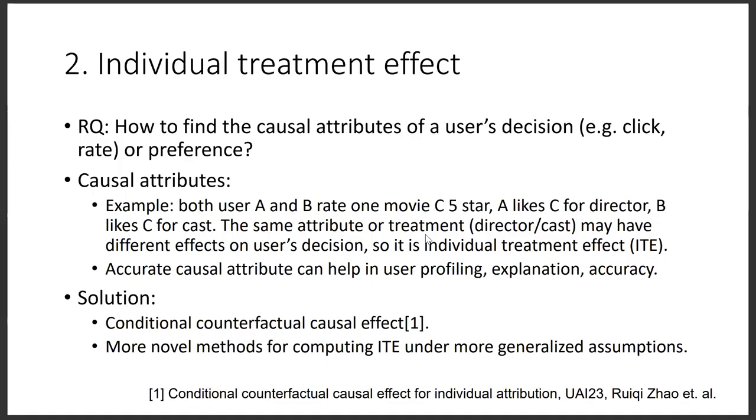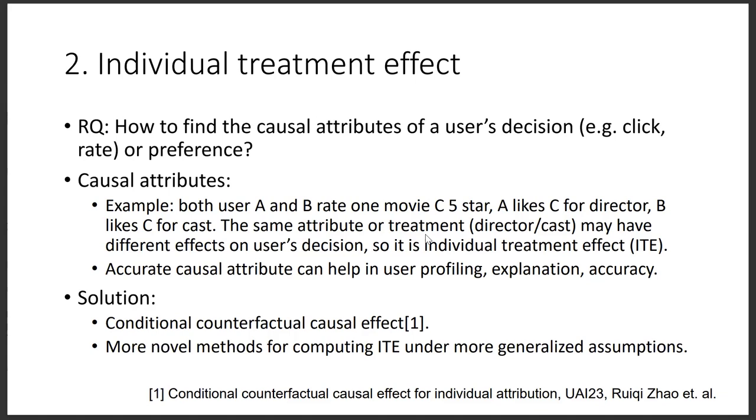The second challenge is about the individual treatment effect. The research question is how to find the causal attribute of the user's decision, a decision like click or rating. What is the meaning of the causal attribute? Here is one example. Both user A and user B like movie C. They gave movie C 5 stars. But A likes movie C because of the director, and B likes movie C because of the actress. So the same attribute or treatment may have a different effect on different users. We call it ITE, the individual treatment effect. We can also call it the causal attribute.